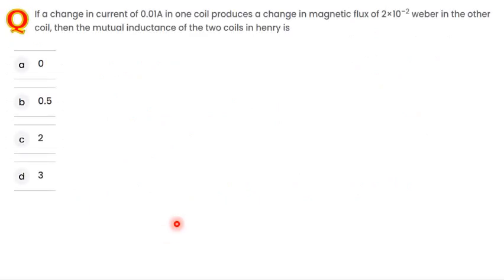The next problem is about mutual induction. If a change in current, they have given change in current here is 0.01 ampere in one coil, produces a change in magnetic flux, they have given 2 into 10 power minus 2 Weber in another coil. Find the mutual induction of two coils in Henry. First one, what do you mean by mutual induction? Now you just consider two coils here. See there are two coils.